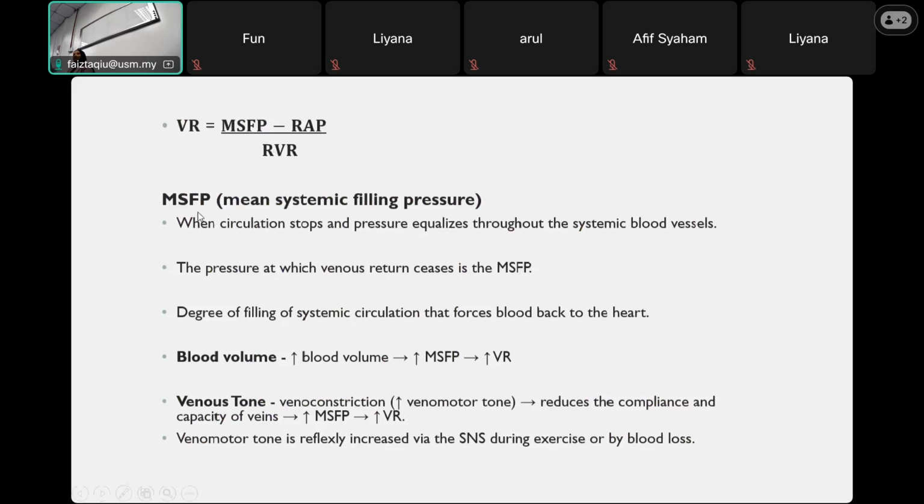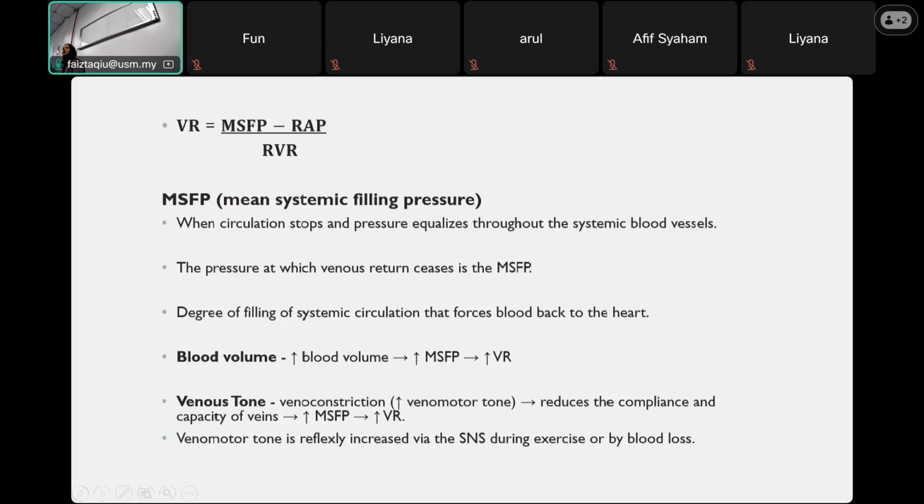So what factors affect the mean systemic filling pressure? The mean systemic filling pressure just now has already been described. When the circulation stops, pressure equalizes throughout the systemic blood vessels. So the pressure at which the venous return ceases is the mean systemic filling pressure, which measures the degree of filling of the systemic circulation that forces the blood back to the heart.